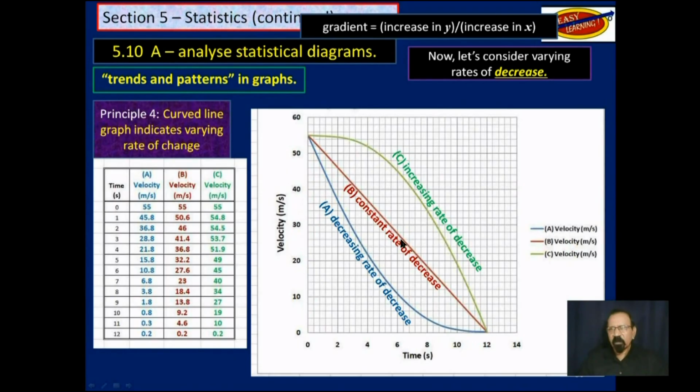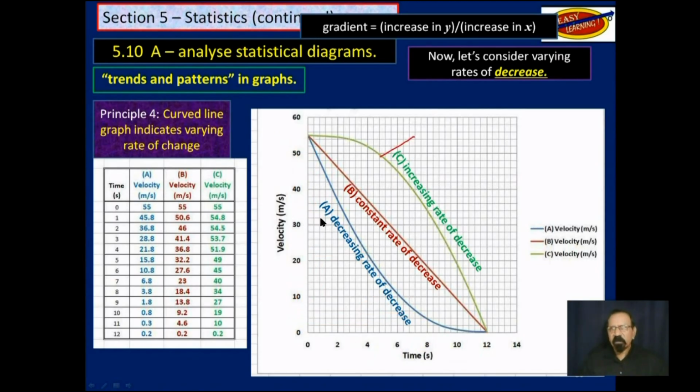Let's consider the blue line now. For this 4 seconds, you have that amount of decrease. For the next 4 seconds, you have this amount of decrease. And for the last 4 seconds, you have that amount of decrease. So that was a decrease in the first 4 seconds. Notice you have a decreasing rate of decrease. That's for the blue line.